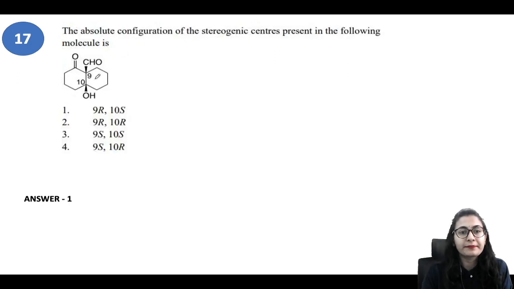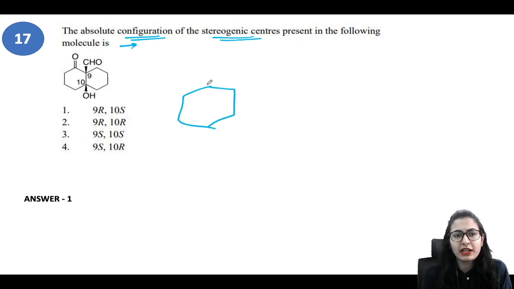It's inactive. Next one, the absolute configuration of the stereogenic centers present in the following molecule is. So, we have done these kinds of questions in GATE exam or CSIR previous year exams. All right. How are we going to give the priority? Let's check quickly.